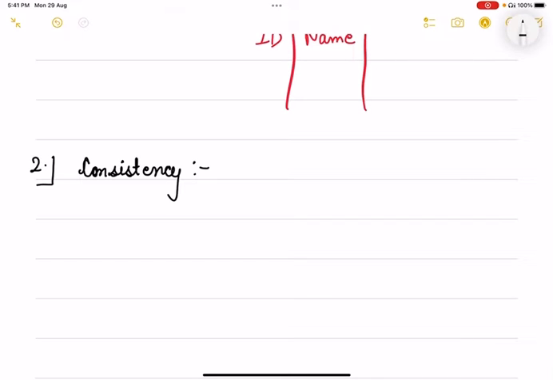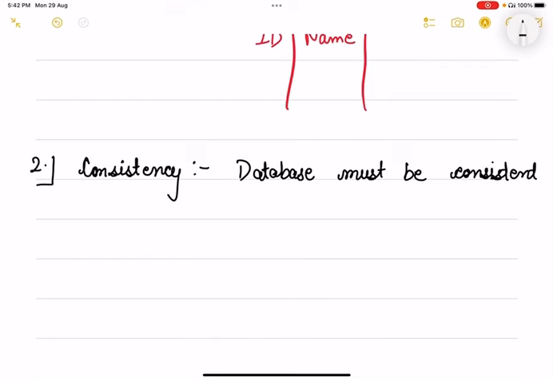Now this property says that the database must be consistent before the transaction and after the transaction.